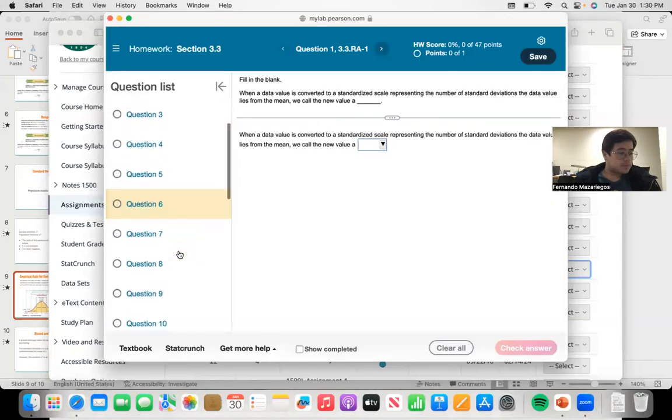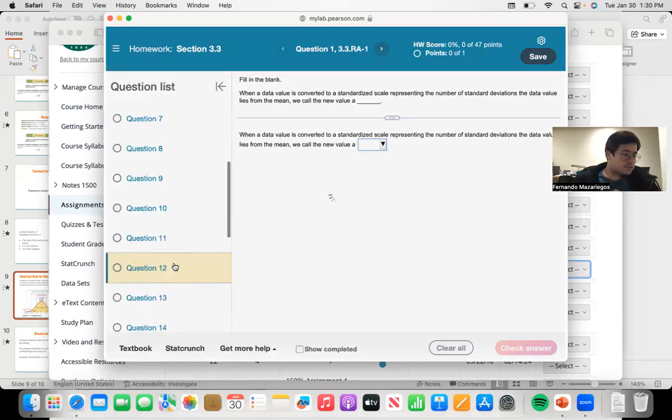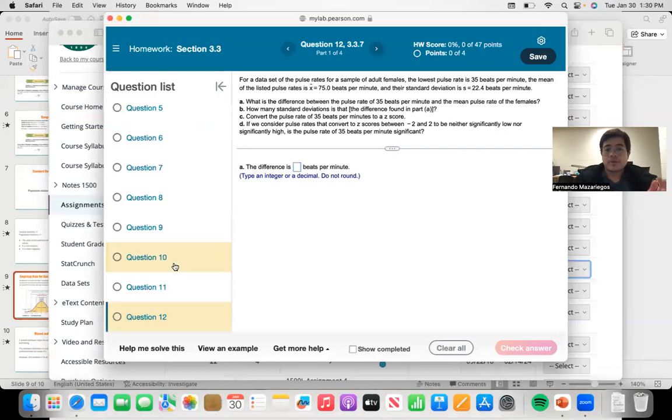We have a couple. On this first part, we're dealing with z-scores. So let's try question number 12. For a data set of the pulse rates, for example, of adult females, the lowest pulse rate is 35 beats per minute. The mean of the listed pulse rates is x bar equals 75.0 beats per minute. And their standard deviation is s equals 22.4 beats per minute. Part A, what is the difference between the pulse rate of 35 beats per minute and the mean pulse rate of the females? So this is just a difference.